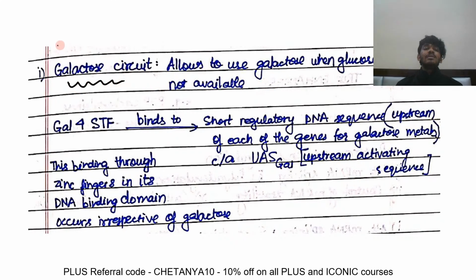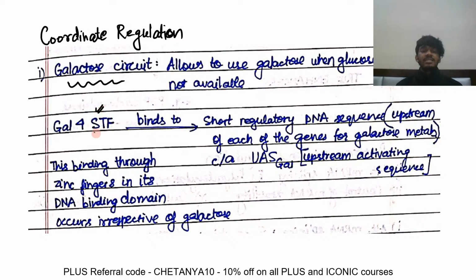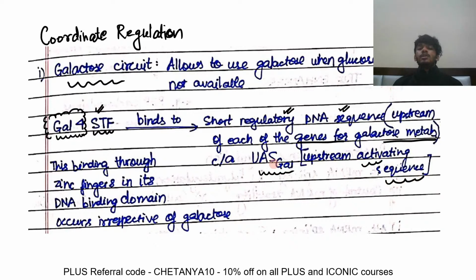So that is known as the galactose circuit, and it is part of coordinate regulation. There is a specific transcription factor here, known as galactose 4 or GAL4. GAL4 binds to a short regulatory DNA sequence upstream of each of the genes required for galactose metabolism. Therefore these sequences are called upstream activating sequences, UAS GAL.